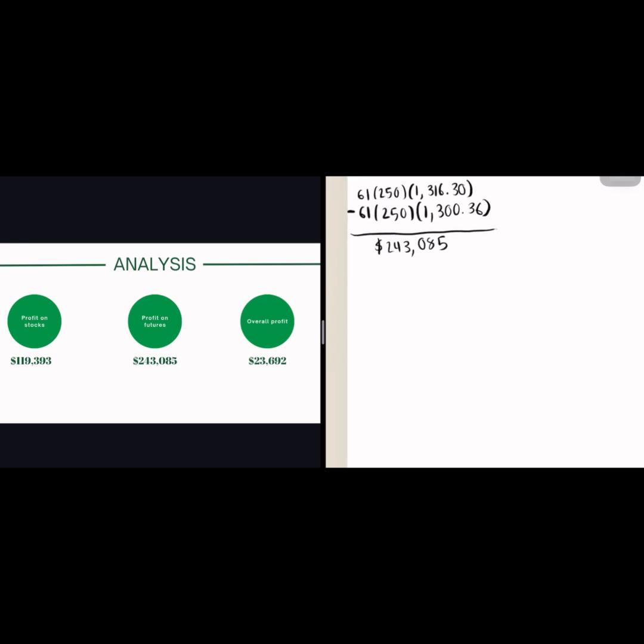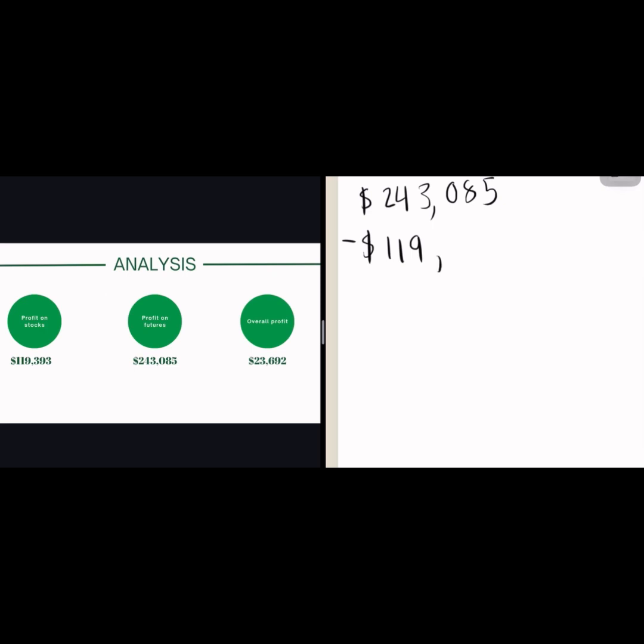So our overall profit is $23,692. So paano natin nakuha yon? So pinag-add muna natin yung dun sa futures, which is $243,085. So ipag-add natin yung sa futures tapos yung sa stocks. Pero syempre, 'di ba negative yung sa stocks natin, so magiging minus 'yon. So magiging 119,393. So tapos i-minus din natin siya sa transaction cost, which is the 100,000. Tapos pag kinumpit natin yan, makukuha natin yung 23,692.